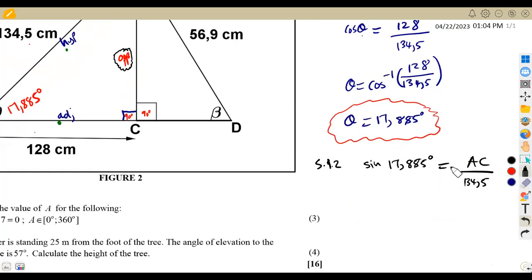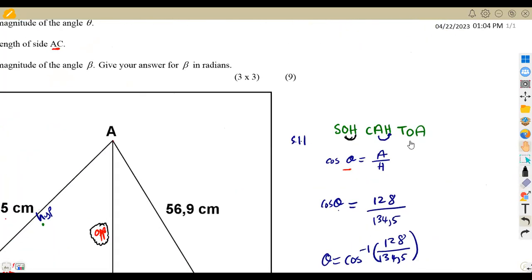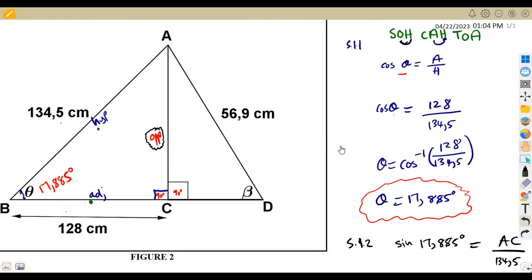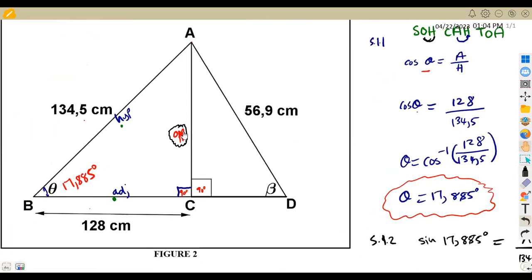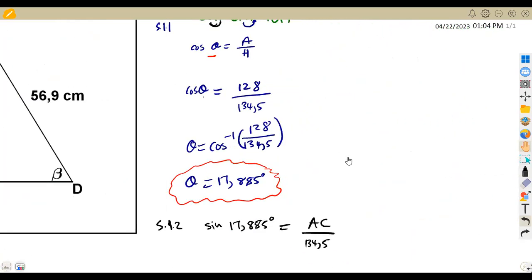We can have our AC, or we can apply the tan of theta, which is opposite over adjacent. So you can use tan of this angle, which is equal to the opposite, AC, over the adjacent, or we can apply the Pythagoras theorem. So many ways. Okay, so that's what I'm trying to say in this case.